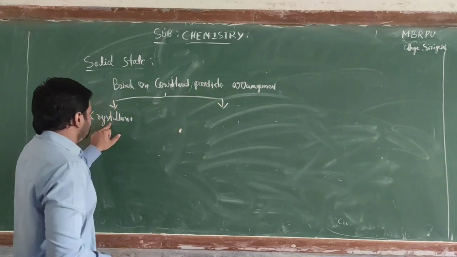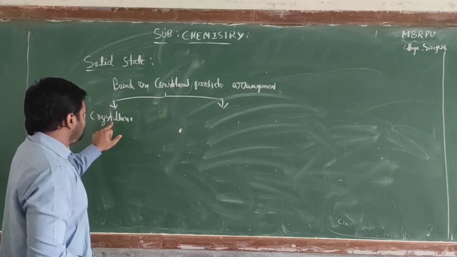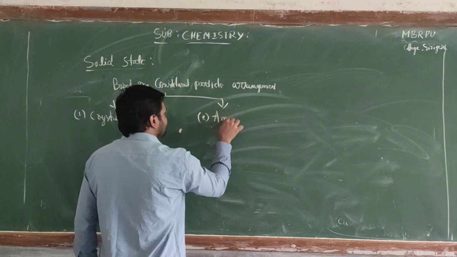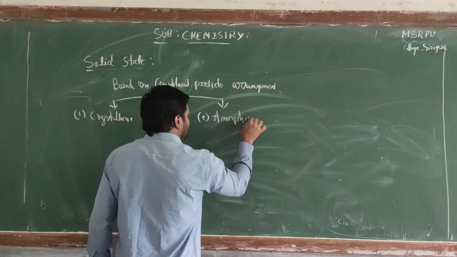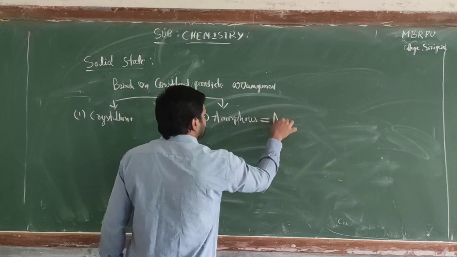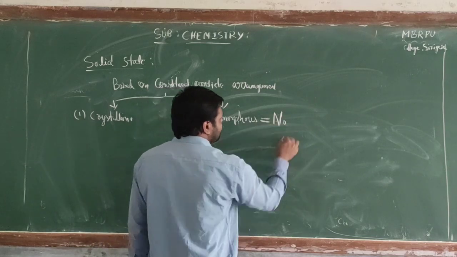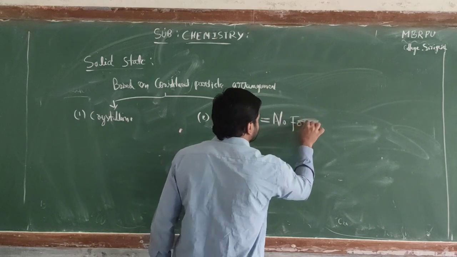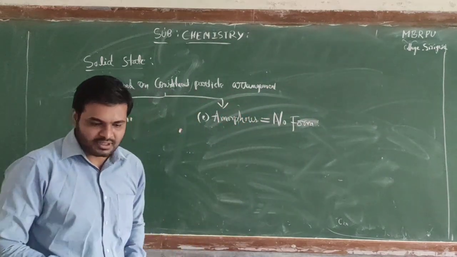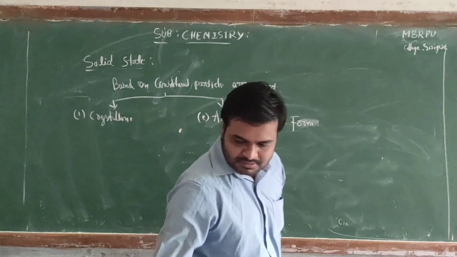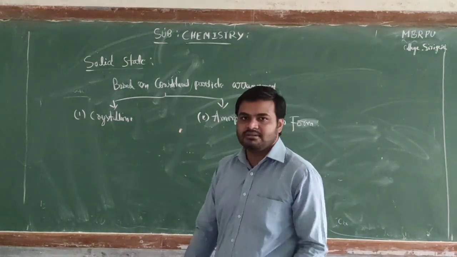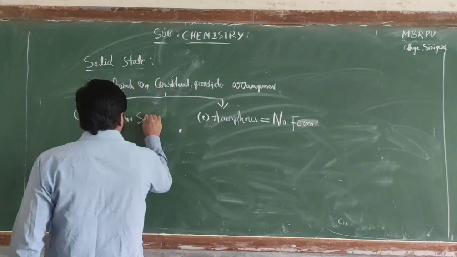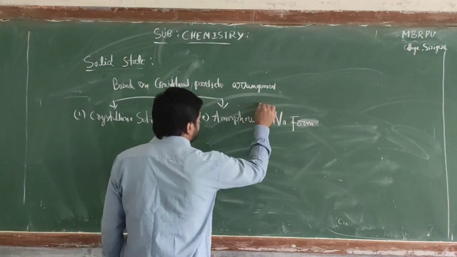So, crystalline and the second one is amorphous. This means no form. Okay. So now we discuss one by one. Crystalline solids, amorphous solids.